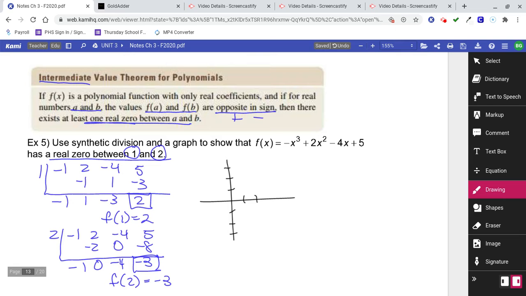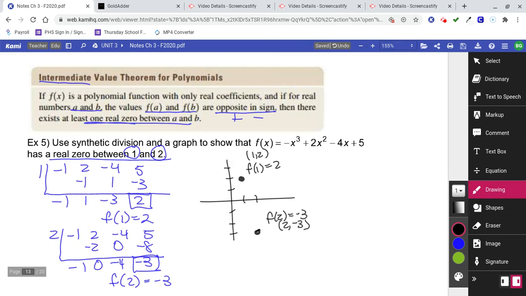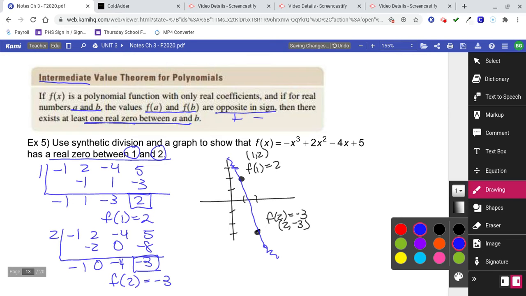F of 1 equals 2 means there's a point right there. That's like the point (1, 2). And f of 2 equals negative 3 means there's a point right there, or you think about the point (2, negative 3). So f of x is some function, and I don't know exactly what this function looks like. It doesn't really matter. But if you connect the dots here, the function has to look like that at least at some point if you zoom in. And so it crosses the axis right there, but that's a 0.